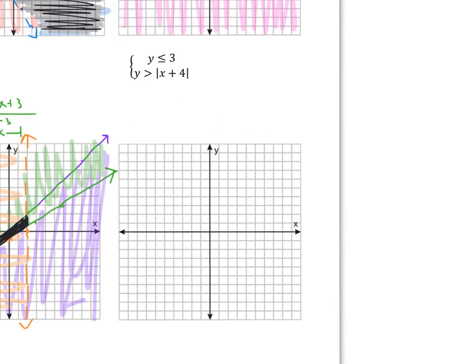All right, we have one more on this side. Let's take a look. We have a unique system here. Y is less than or equal to 3, and y is greater than absolute value x plus 4. Graph y is less than or equal to 3, and then graph the inequality for the absolute value. Make sure your absolute value is that V shape. This isn't a linear inequality. So let's go ahead and graph both of those, and then we'll be done with this side of our notes.